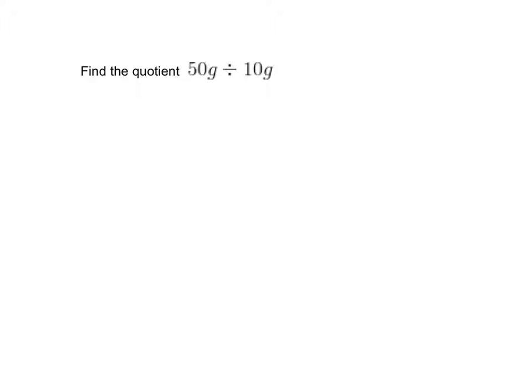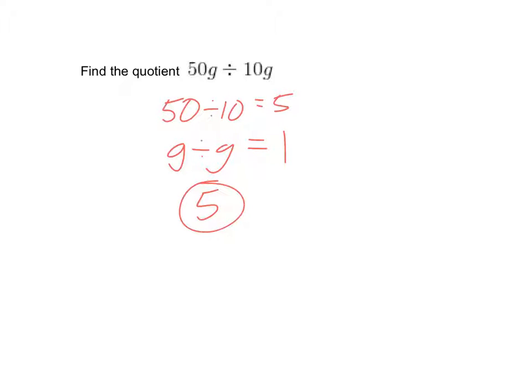Now we've got 50g divided by 10g, so I can divide the numbers. 50 divided by 10, it's going to get me 5. I do have a g to divide the g by, and anytime you divide something by itself, you're going to get 1. So I have 5 times 1, which gives me 5.